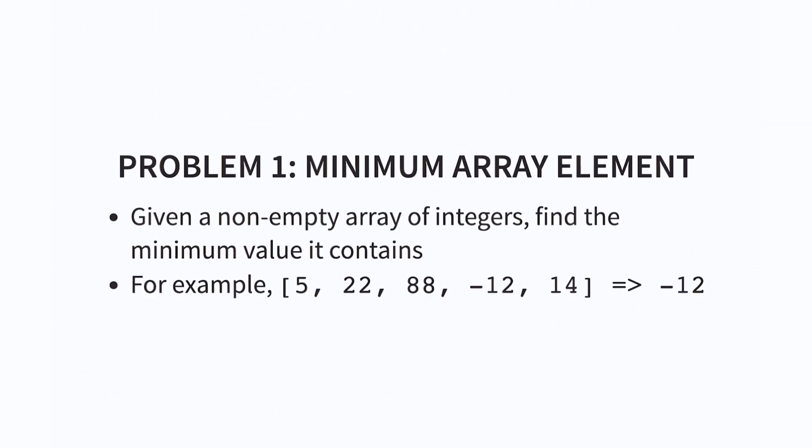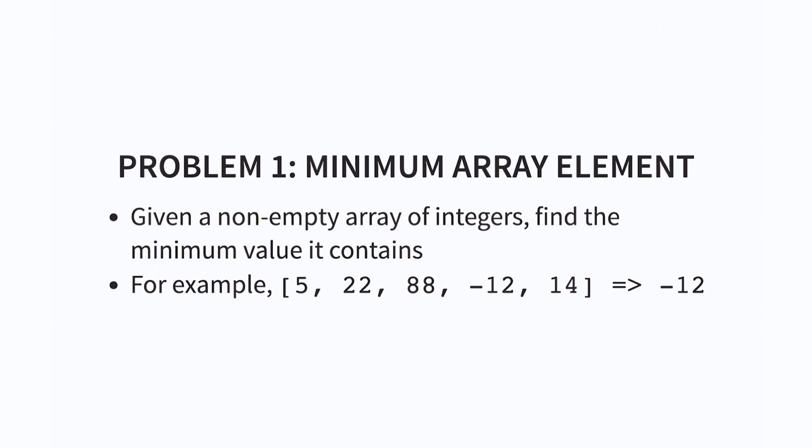Okay, so let's make a start with problem number 1, which is finding the minimum element of an array. So our problem statement: given a non-empty array of integers, find the minimum value that it contains. So for example, if we're given an array 5, 22, 88, minus 12, and 14, we want to find minus 12. That is the minimum element in the array.